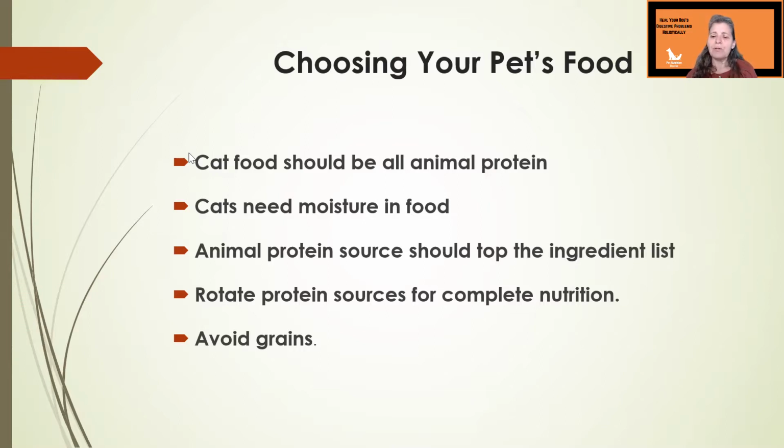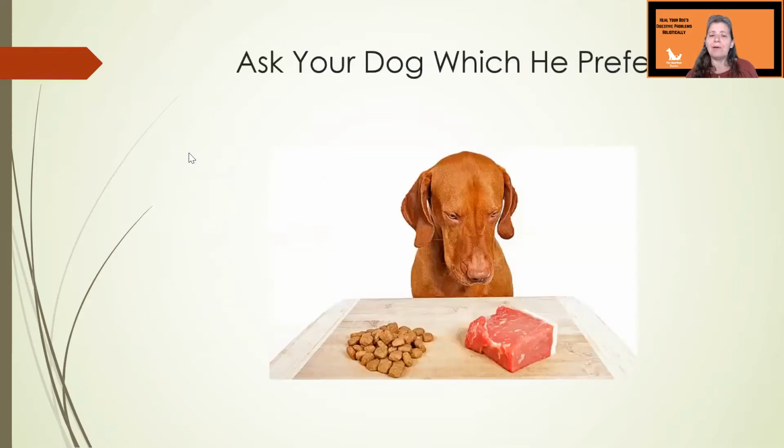I hope this helps you get started choosing an appropriate food for your pet. Now, ask your dog which he prefers. Most of the time, your dog or cat will choose the food that's best for him. But just like us, they sometimes prefer the junk food. And just like us, they can suffer the consequences of ill health if they choose the wrong food.